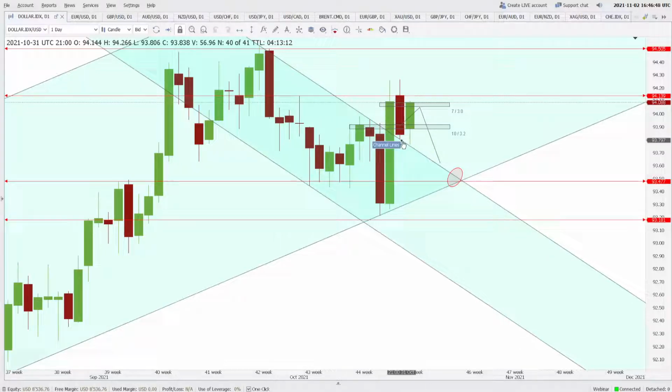So right now the support is being given by this falling channel's resistance line, which is now acting as a dynamic support, and on the higher side we have 94.13 as the resistance. If we see a close higher than 94.13, 94.50 will be exposed, and if we see a close below this falling channel's resistance line, or a close inside this channel, then we can see 93.47 once again.